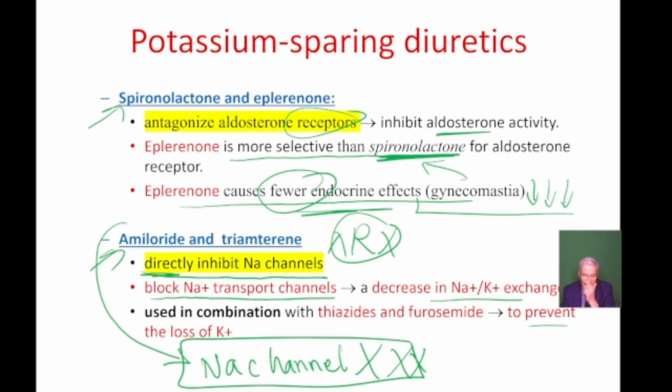Okay, two groups of medication here. We have spironolactone working as an aldosterone antagonist. Then we have amiloride and triamterene. The question here: which of these medications work as aldosterone receptor antagonists? Spironolactone and eplerenone. Which of these medications are considered potassium-sparing diuretics by direct inhibition of the sodium channel? Amiloride and triamterene.